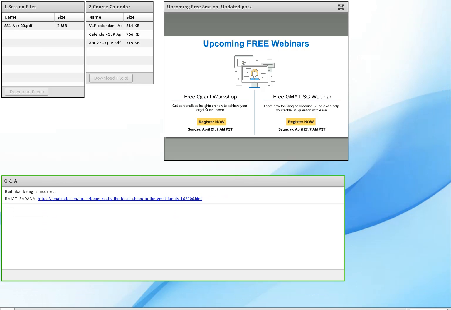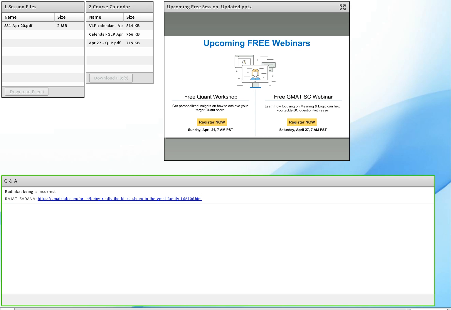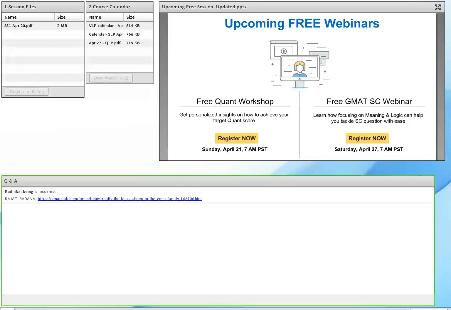Okay, what are the core skills for RC? One of the major core skills is your ability to comprehend. And how do you go about comprehending? By making sure you read slowly, you follow the keywords, and then you get completely immersed in the passage.